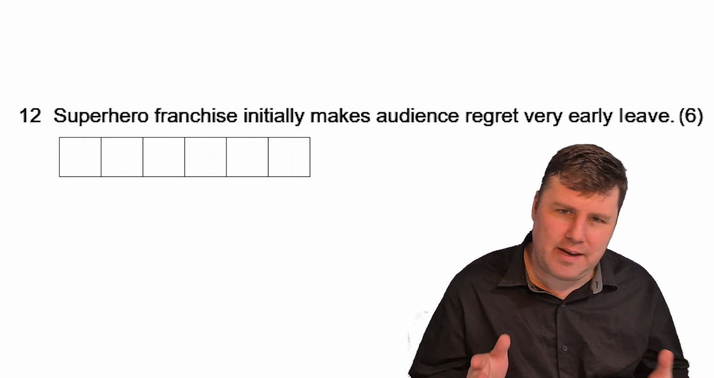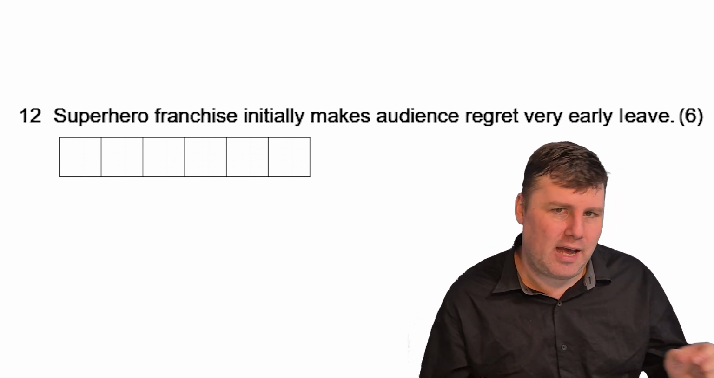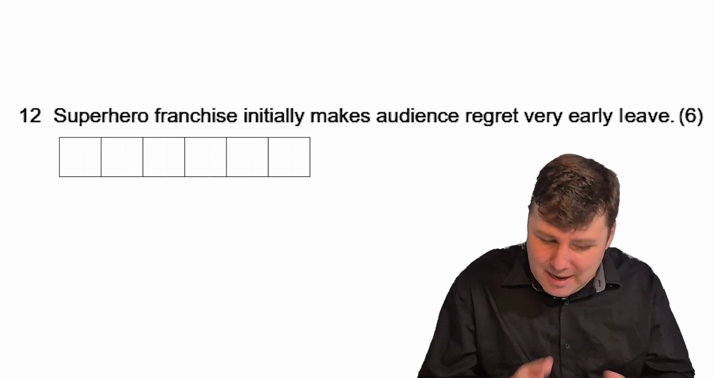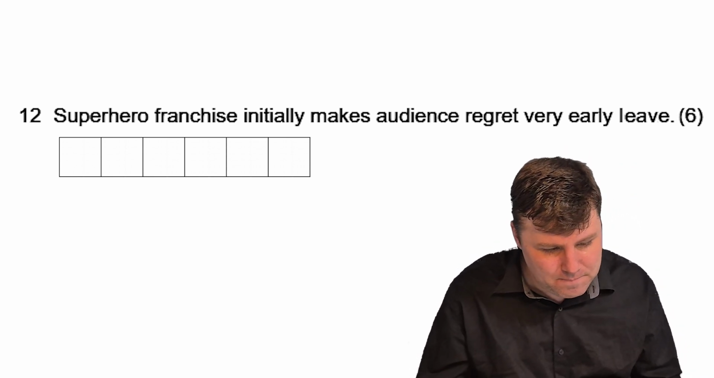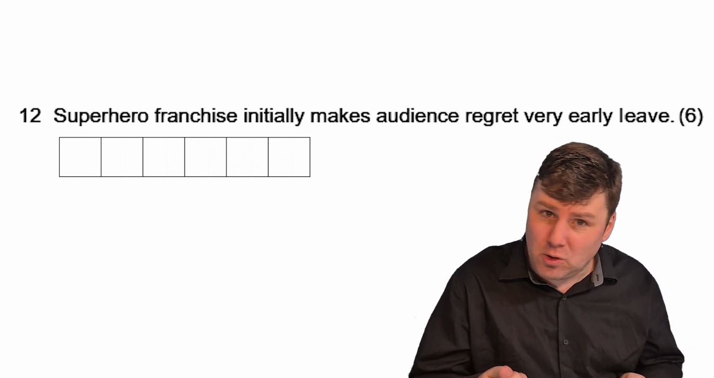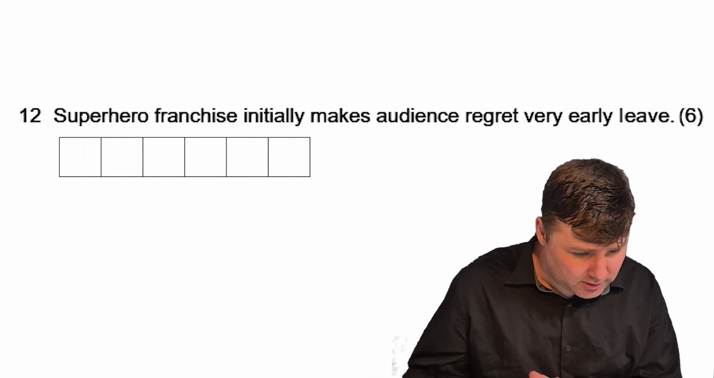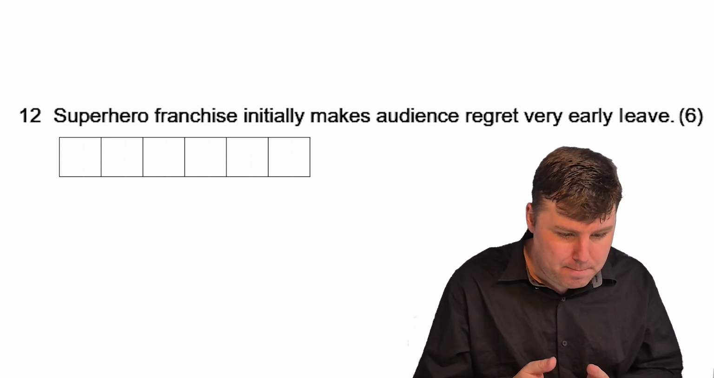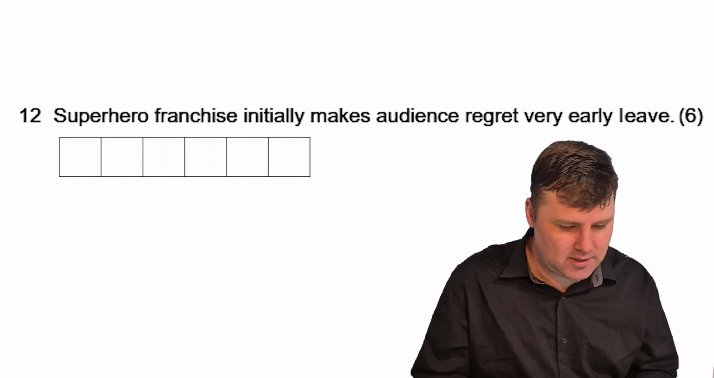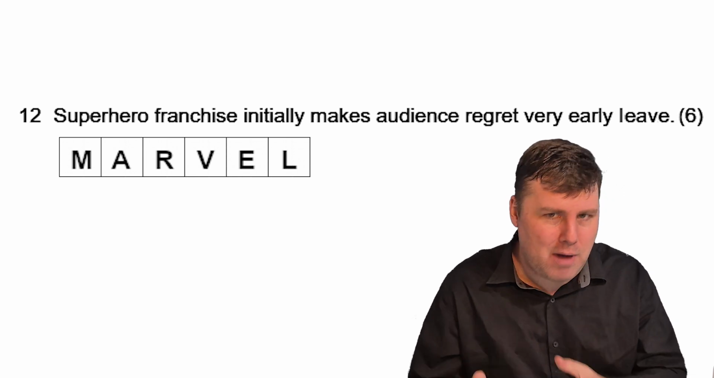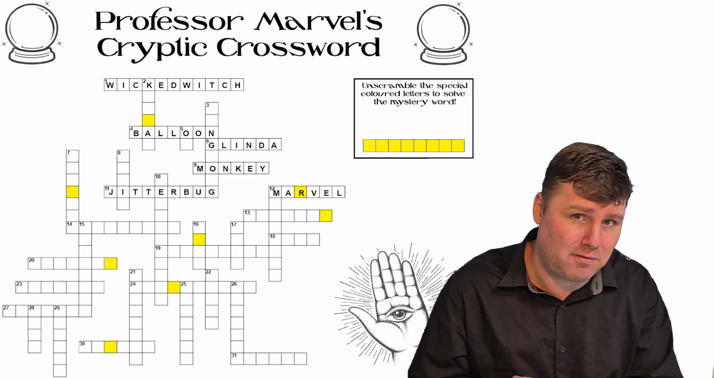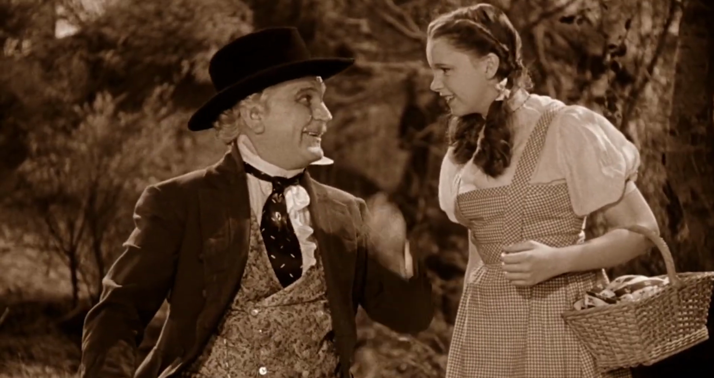Superhero franchise as a definition, there's really only 2 to work with there. It's either DC or Marvel. So DC only gives you 2 letters. Are you going to be able to work out the other letters from the rest of the clue? Or can you pick out that the word initially will refer to the initial or the first letter of the following words? So if we look at initially makes audience regret very early leave, the first letters of those words, M-A-R-V-E-L, Marvel. We've got a superhero franchise, Marvel. And Professor Marvel is, of course, the character from Wizard of Oz. Professor Marvel never guesses, he knows.